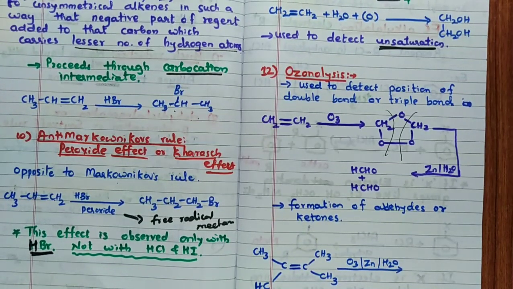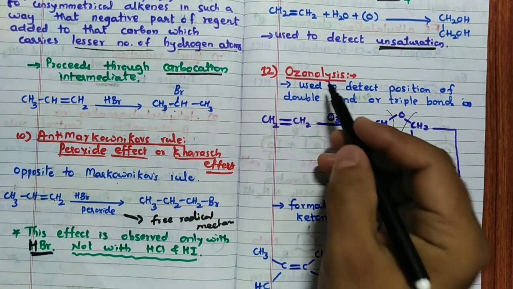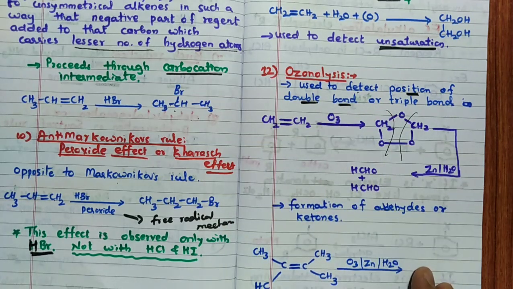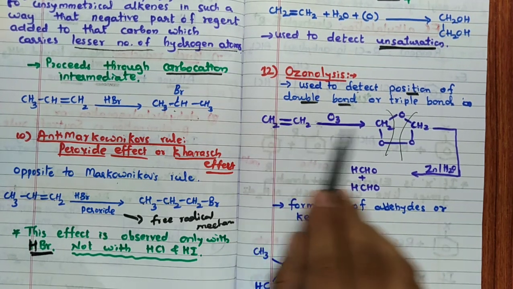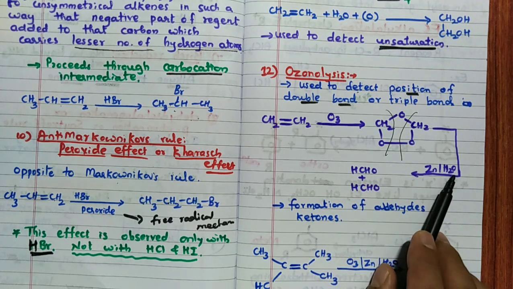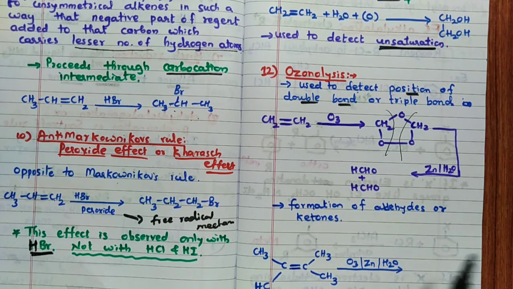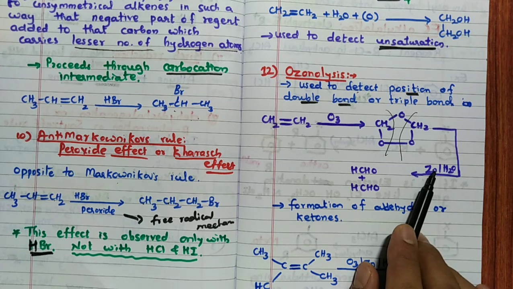Then ozonolysis. Ozonolysis is used to detect the position of the double bond. Very simple. I have explained detailed ozonolysis in the hydrocarbon chapter, which you can refer to. It applies to a double bond or triple bond. When ozone reacts, it forms an ozonide, and with zinc and water you get HCHO, aldehydes, or sometimes ketones. Remember that. So this is reductive ozonolysis.